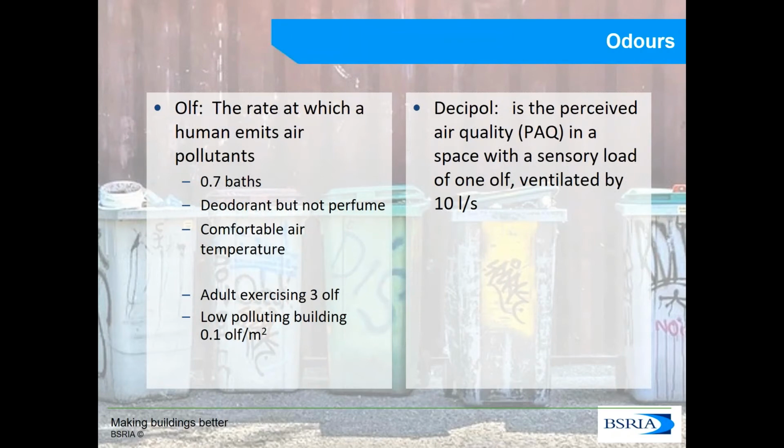And there is a table with different examples of olfs. For example, an adult exercising would be 3 olfs, and a low polluting building would be 0.1 olfs per square meter. Professor Fanger also defined what a decibel is. A decibel is the perceived air quality of 1 olf when the space is being ventilated by 10 liters a second. And Fanger also established a relationship between olf and the predicted percentage of dissatisfied people in an environment.